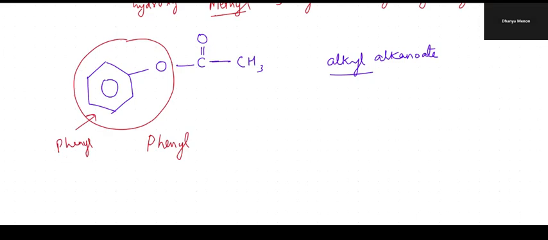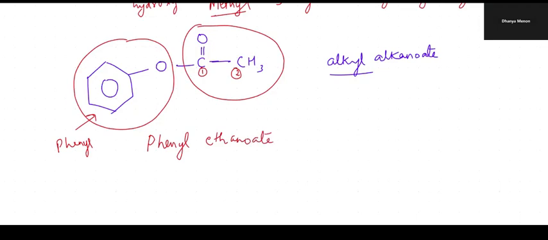So phenyl. So this part is called what? Alkanoate. There are 2 carbon atoms if you number it, so 2 carbon atoms means ethanoate. So alkyl alkanoate: the alkyl part is the one that is connected to the oxygen. So I named it, and then the rest of it is the alkanoate.